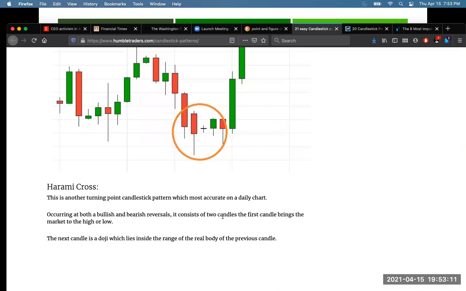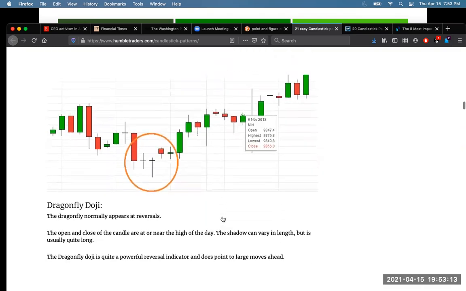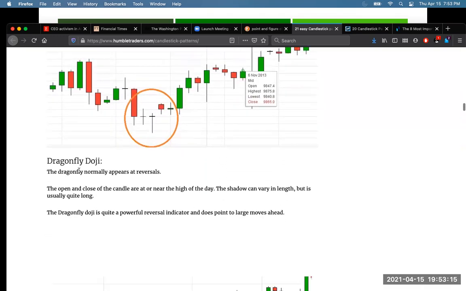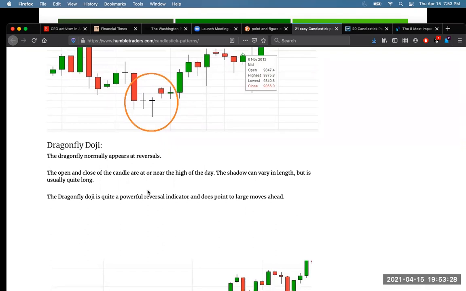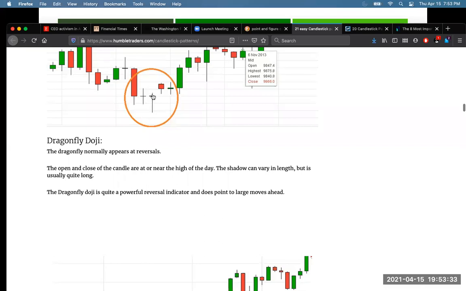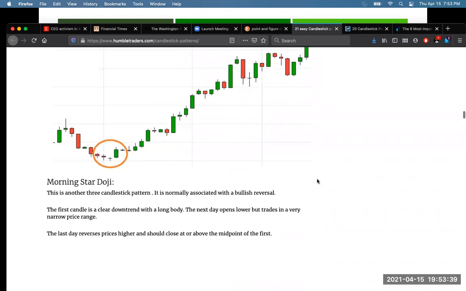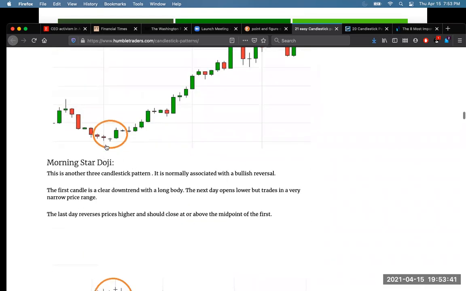A loving household. I don't know. It might be an evening star. I don't know. Dragonfly doji. Again, I'm not even sure exactly how you decipher this. Long shadows. Apparently it's a powerful reversal indicator. Morning Star Doji.